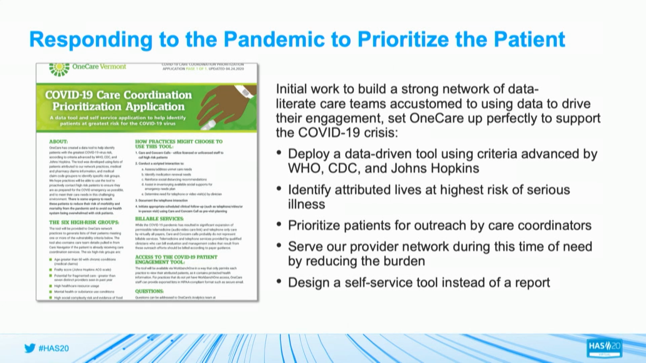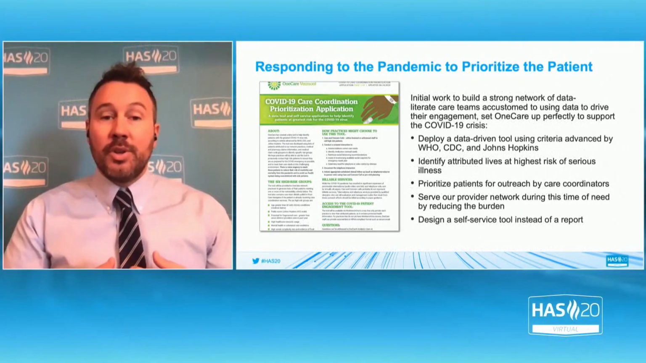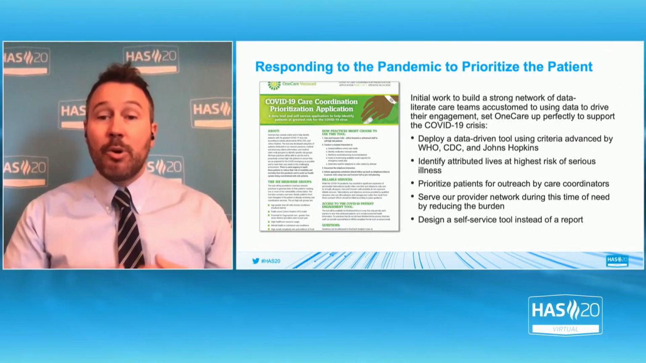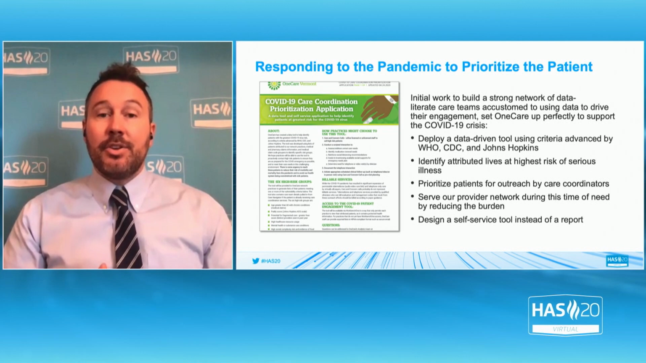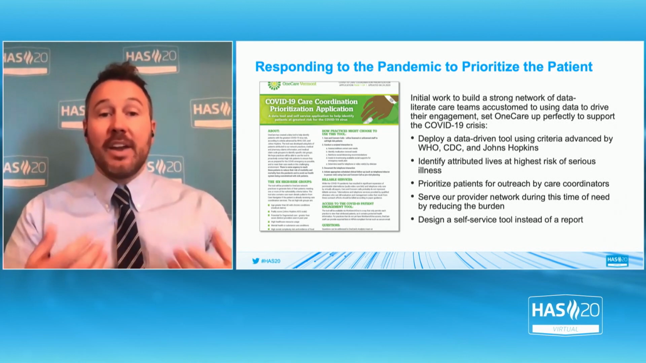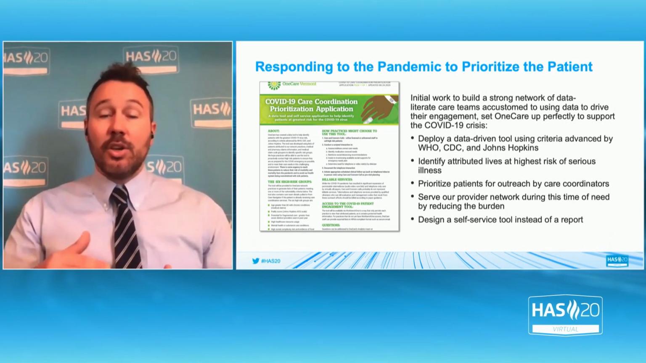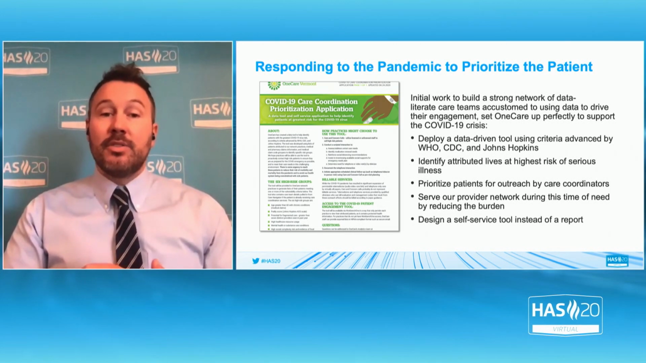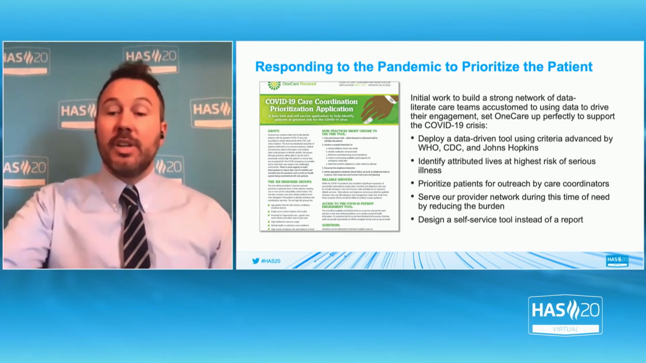And so we actually really benefited from the fact that we've taken on a great deal of work to prioritize patients in the care coordination model using those cost and utilization metrics and other data that Katie mentioned, like risk stratification. We were well suited to respond to those criteria that were being advanced by the Centers for Disease Control, the World Health Organization, and Johns Hopkins, and be able to layer into our tools a way for providers to look at their panel of patients and see who may be meeting some of those risk criteria or vulnerability criteria.